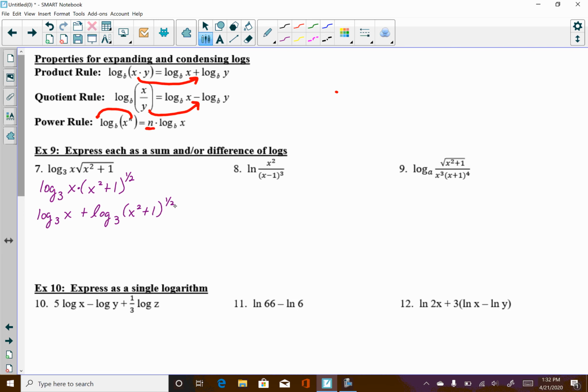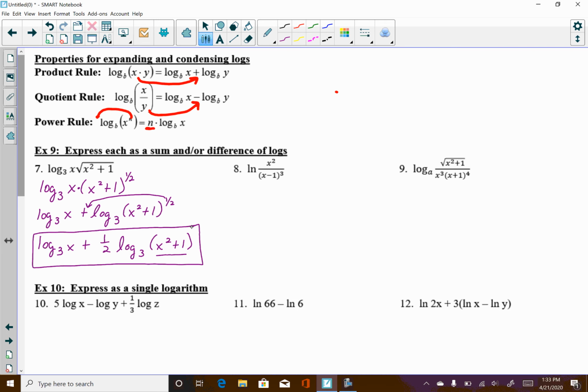So far so good. All right, so my only last piece is I have a power, and that power needs to come down in front as a coefficient. So final answer, log base 3 of x plus 1/2 log base 3 of x squared plus 1. This argument back here, sometimes folks want to try to go further with it. It's an addition, so you can only take multiplication and division further. So addition and subtraction of an argument you can't take further. So this would be our final answer there.